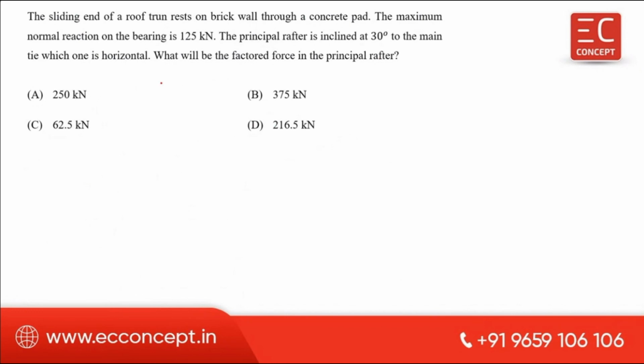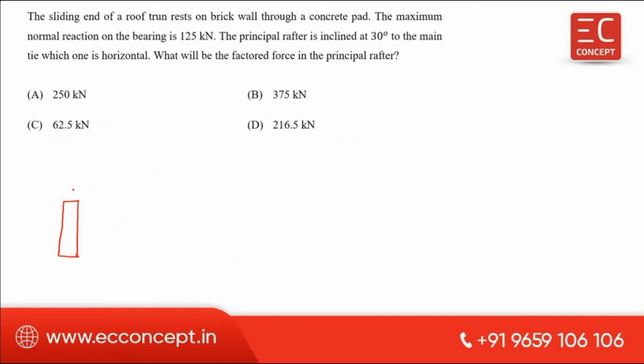So the next question is, the sliding end of a roof truss rests on a brick wall through a concrete pad. The maximum normal reaction on the bearing is 125 kilonewton. The principal rafter is at 30 degrees with the main tie.